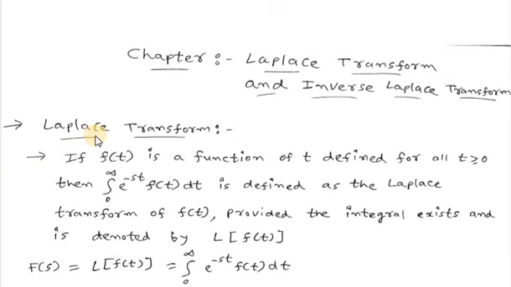So first of all, we will see what is Laplace transform. If f of t is a function of t defined for all t greater than or equal to 0, then integration from 0 to infinity e raised to minus st f of t dt is defined as the Laplace transform of f of t, provided the integral exists, and is denoted by Laplace of f of t.